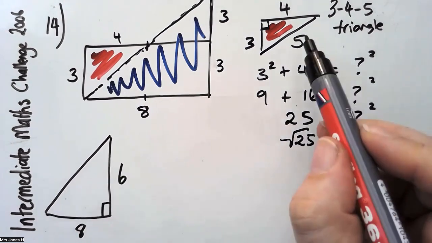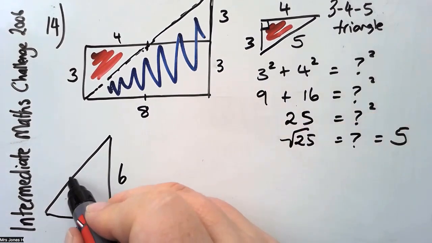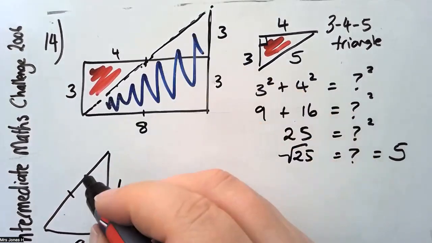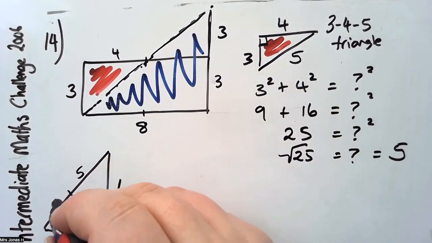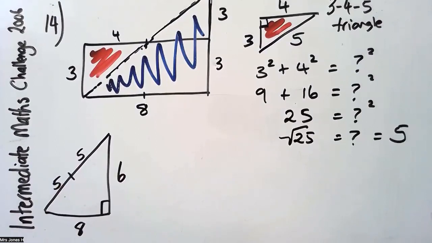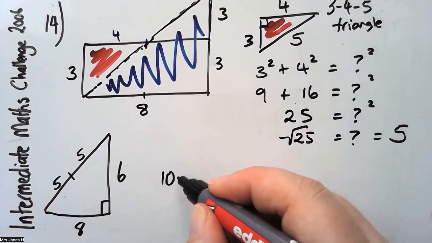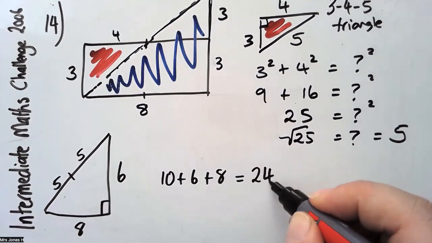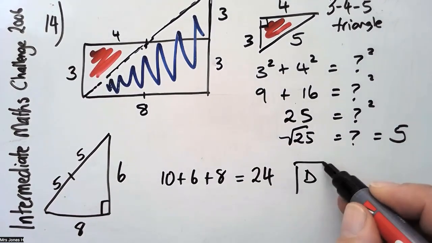Now, by working out that this is a 5, this will be a 5 here, and this will be a 5 here. So actually we can go straight to the fact that this is a 10. And then we can go 10 plus 6 plus 8 equals 24. And therefore the answer is D.